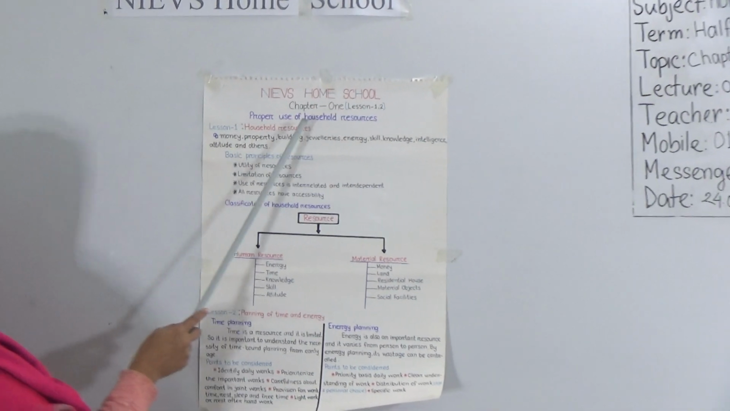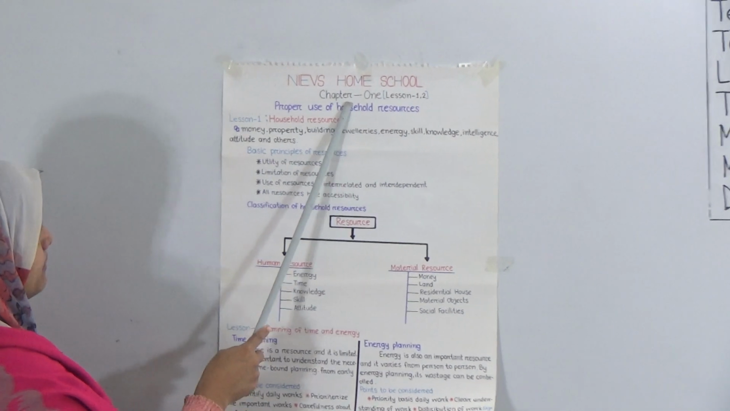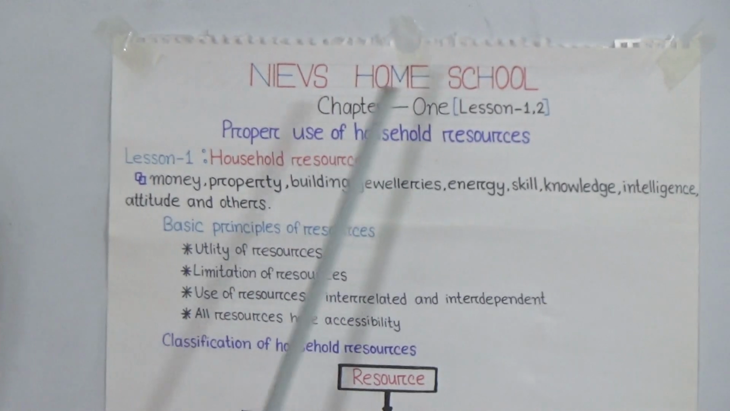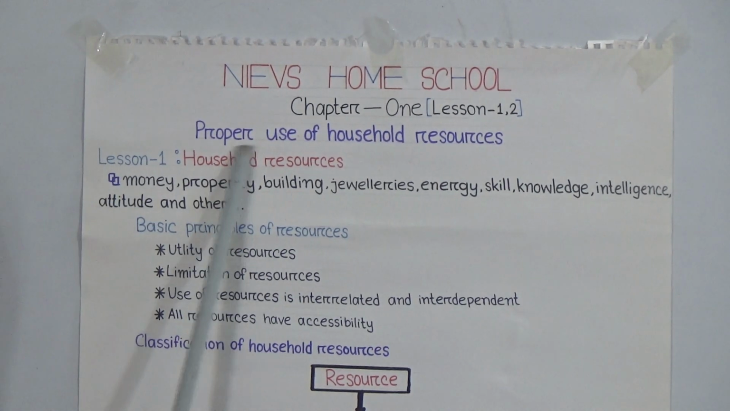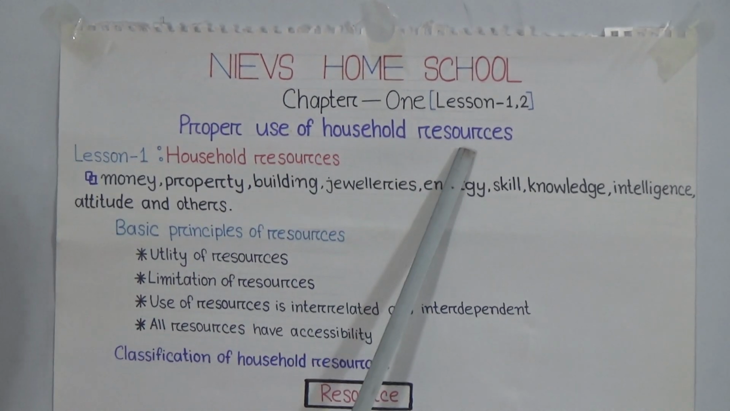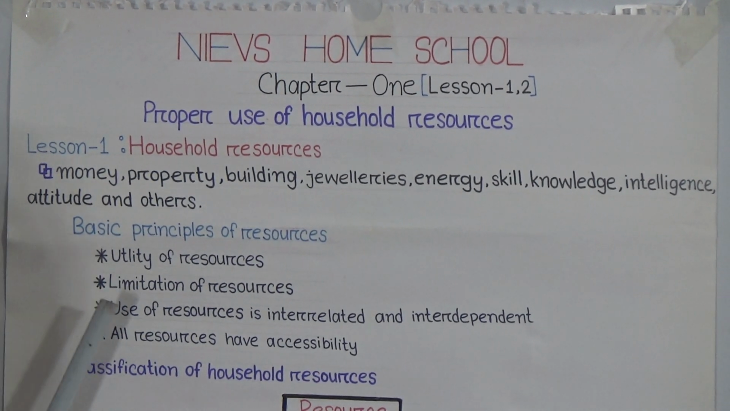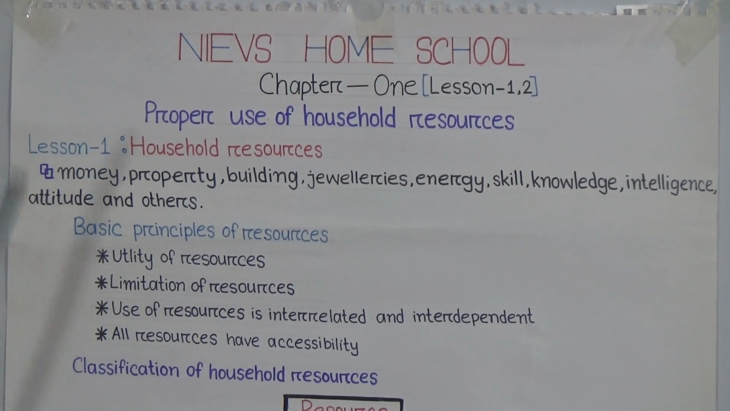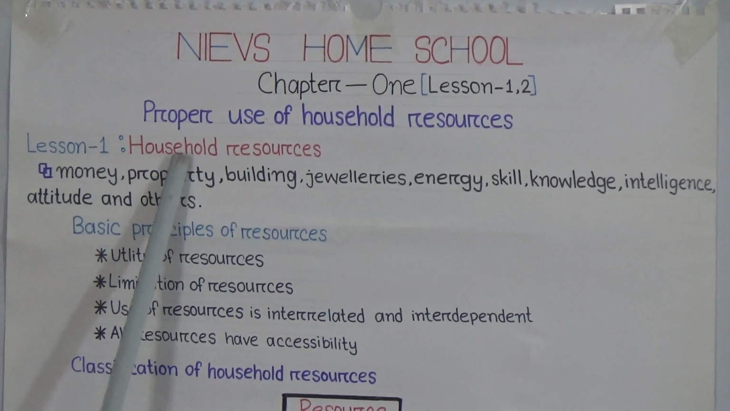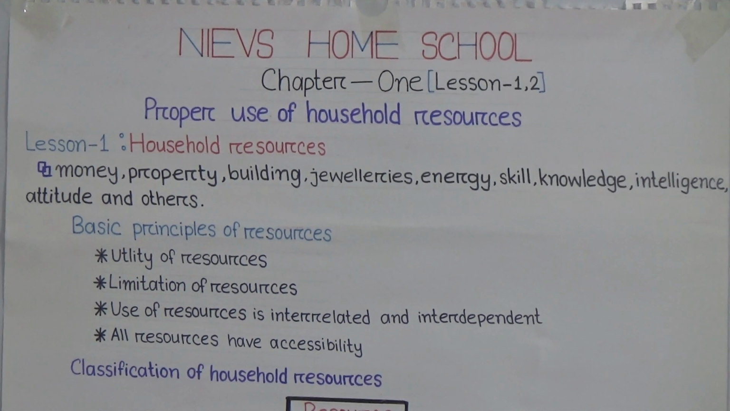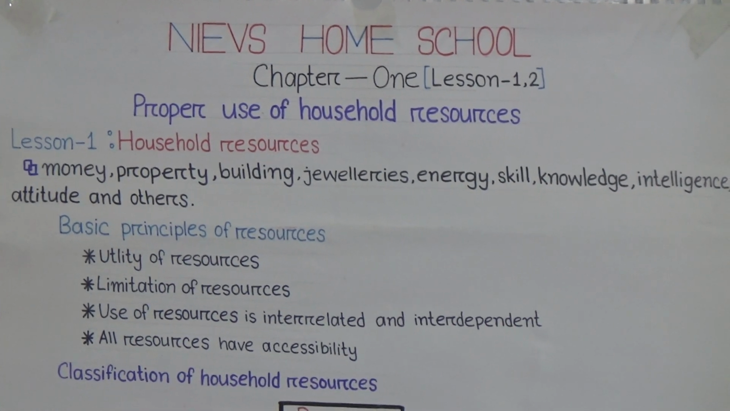Students, we are going to discuss Lesson 1, 2 from Chapter 1. The name of this chapter is Proper Use of Household Resources. And we will find two lessons. The first lesson is Household Resources, and the second lesson is Planning of Time and Energy.